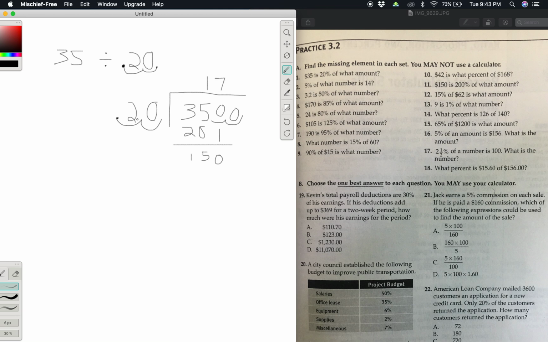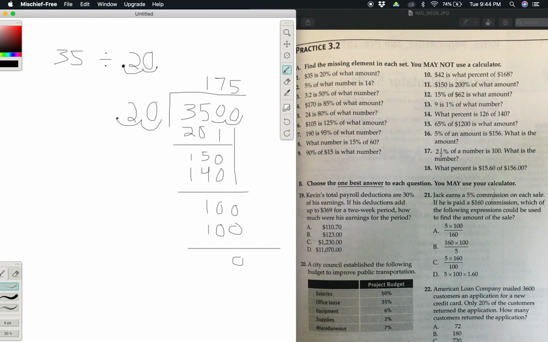Okay, so 7 times 20 is 140. 150 minus 140 is 10. Now 20 goes into 10? No, it does not. So we bring down this 0 now. Put it here. 20 goes into 100 5 times. Okay, 5 times 20 is 100. Hip hip hooray, we have our answer, 175.